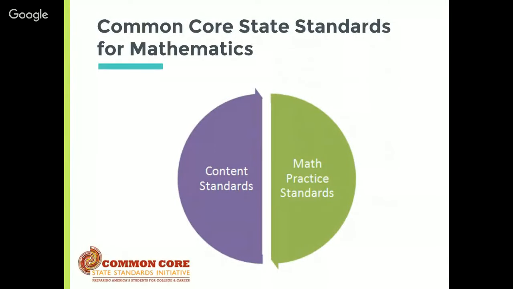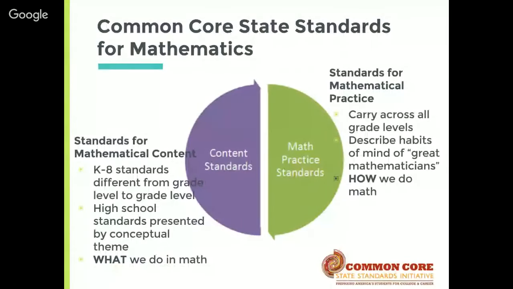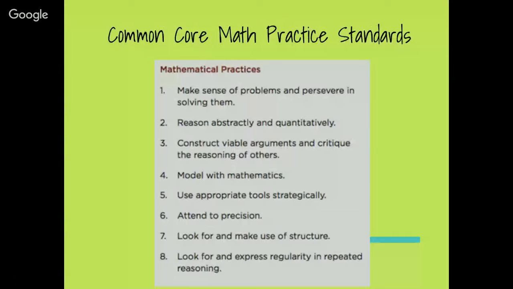So when we look at those Common Core State Standards, the content standards and the practice standards a little more closely, those content standards are K-8 standards that are different from grade level to grade level, and they are the what we do in math, okay? Then we have those practice standards, and those are the same from grade level to grade level, and they focus more on the how we do mathematics. So these are those 8 practice standards I was just talking about. Remember, these are the how students do mathematics, and these are the same for all grade levels.